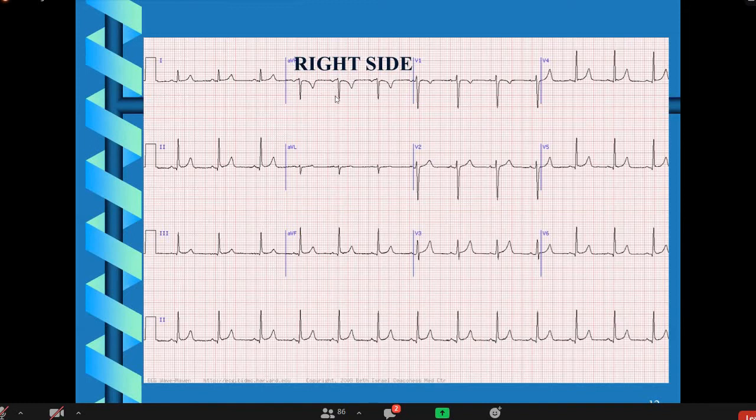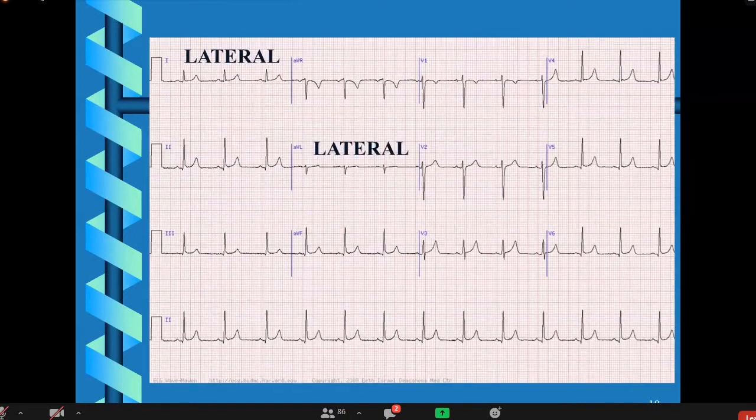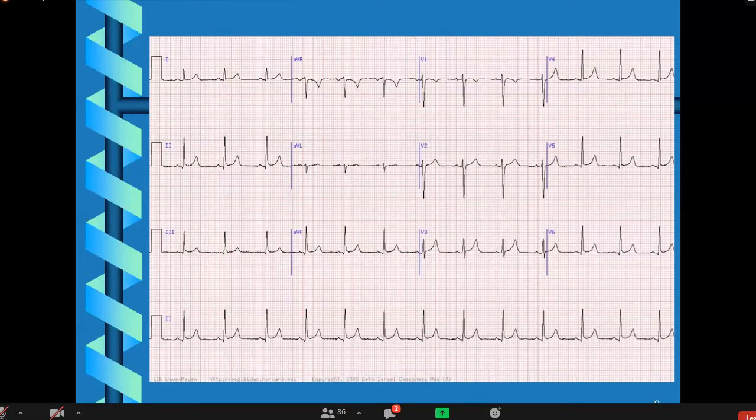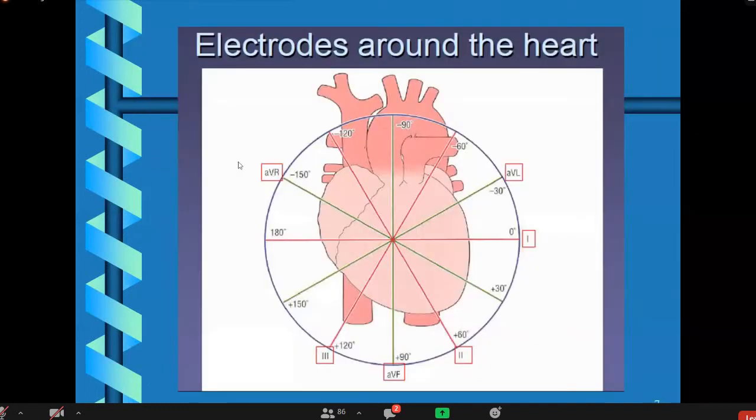the AVR is negative. Remember, I told you to remember the pattern. In a normal ECG, AVR would always be negative. Why? Because the current flows away from AVR. AVR is at the right side. Let me show you the picture again. AVR is seeing the heart from the right side. The current flows from the sinus node to the AV node, then through the bundle of His to the right and left bundle branches. So AVR would become negative because the current is flowing away from AVR.